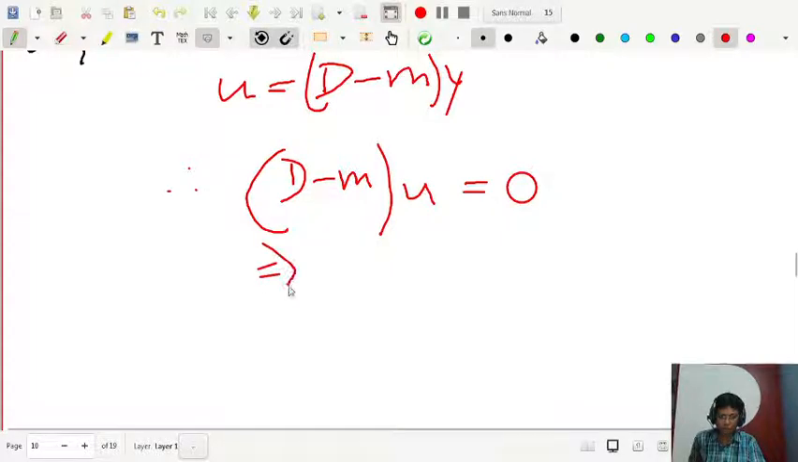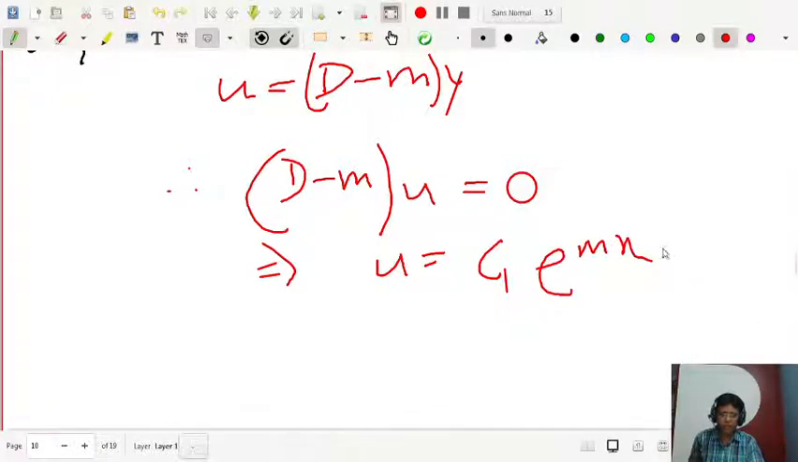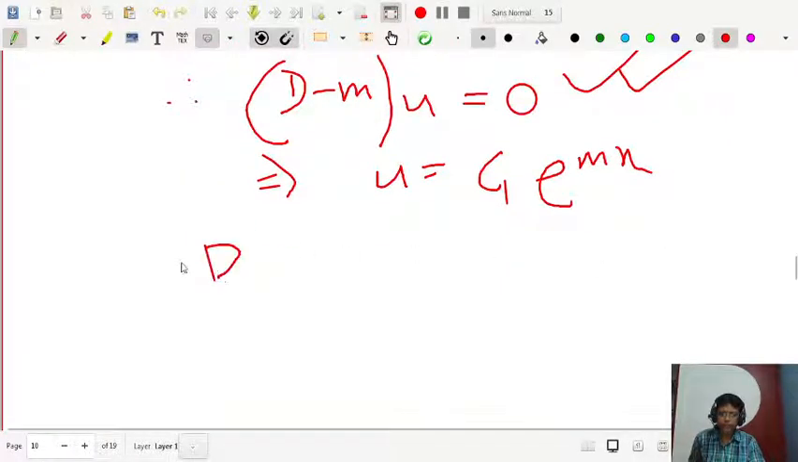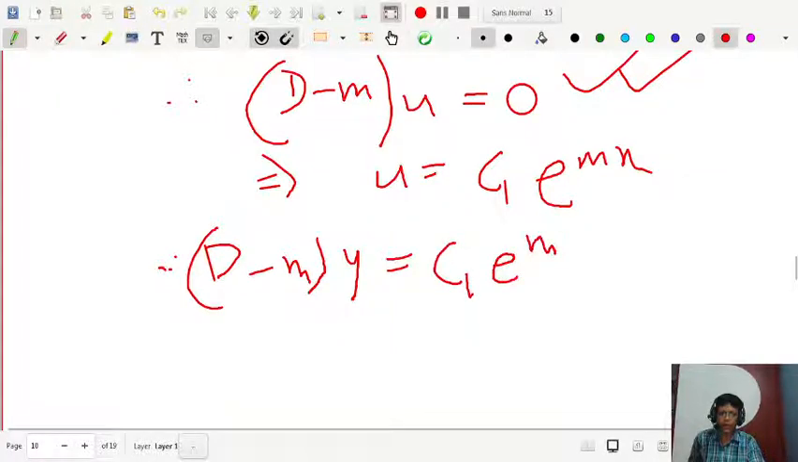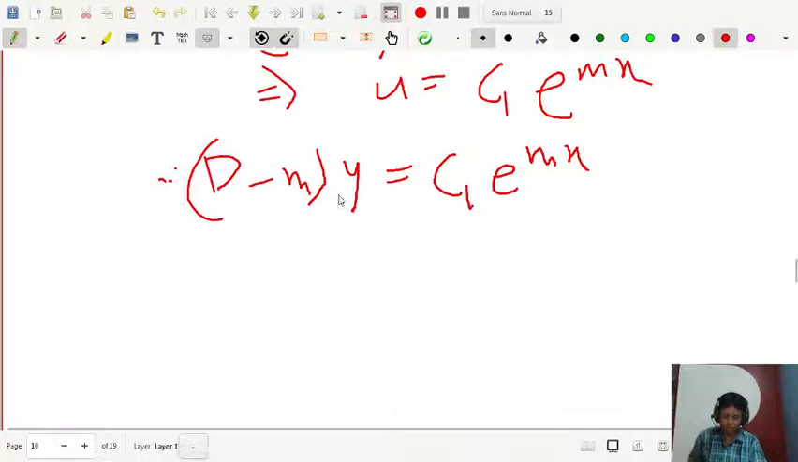The solution of this differential equation is u equal to c1 e to the power mx. This is the linear differential equation in u, so you have u equal to c1 e to the power mx. Now therefore (D minus m) into y equal to u. So you substitute there, then c1 e to the power mx. This is again a first order linear differential equation whose integrating factor is e to the power minus mx.